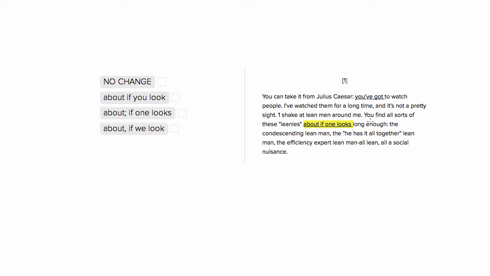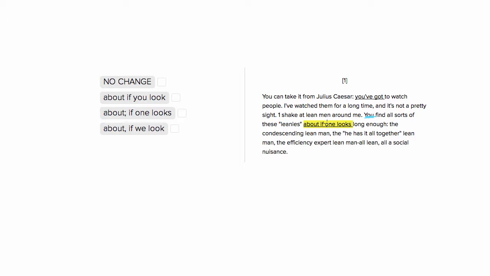You see in the sentence, it says, "you find all sorts of these leanies," or what the author refers to thin people as, "about if one looks long enough." So, the important thing to remember with a pronouns question is that you're going to be wanting to use the same pronoun consistently in order to make the sentence parallel. So we see our first pronoun that the author uses is "you," which is a second person singular pronoun. So, we're going to want to use the same pronoun.